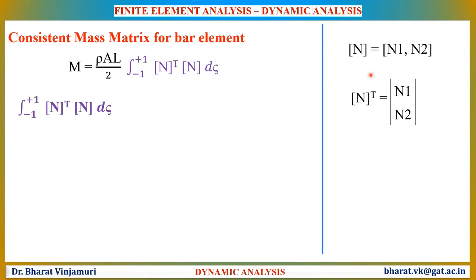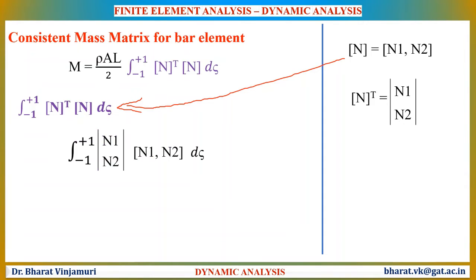As we know that the value of N is N1 and N2, this matrix representation will be used in this equation. So substituting the values of N and N transpose in this following equation, we will be getting an equation of this form. Now let us multiply these two equations to obtain a matrix. Note that the order of this matrix is 2 cross 1 and the order of this matrix is 1 cross 2. Thus after multiplication we will be getting the order of the matrix as 2 cross 2.